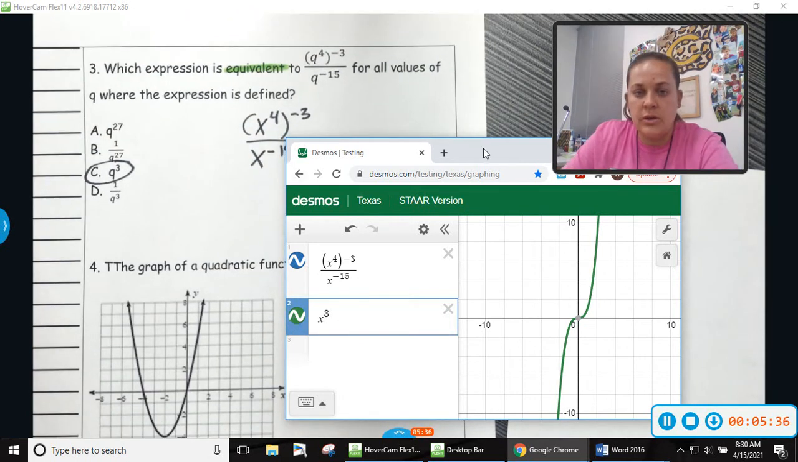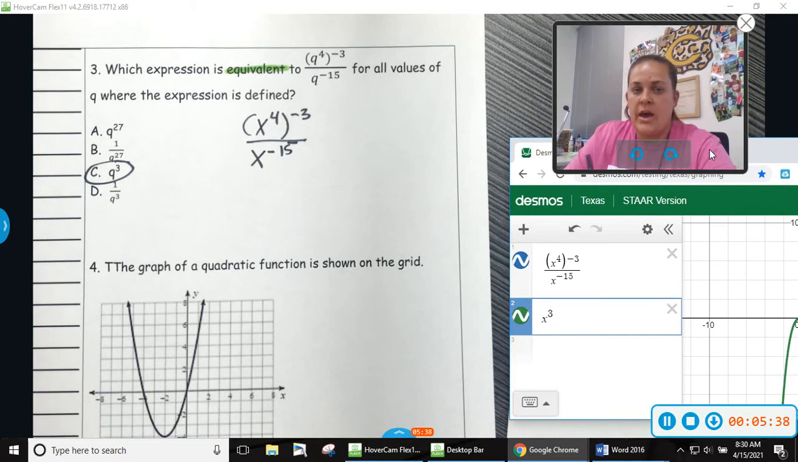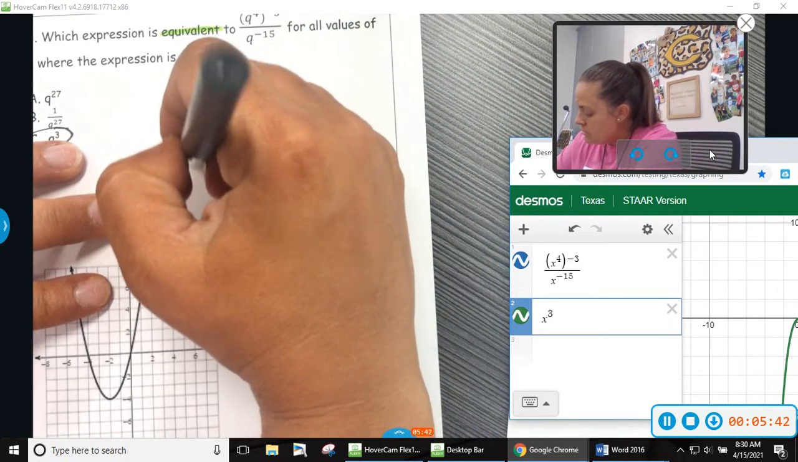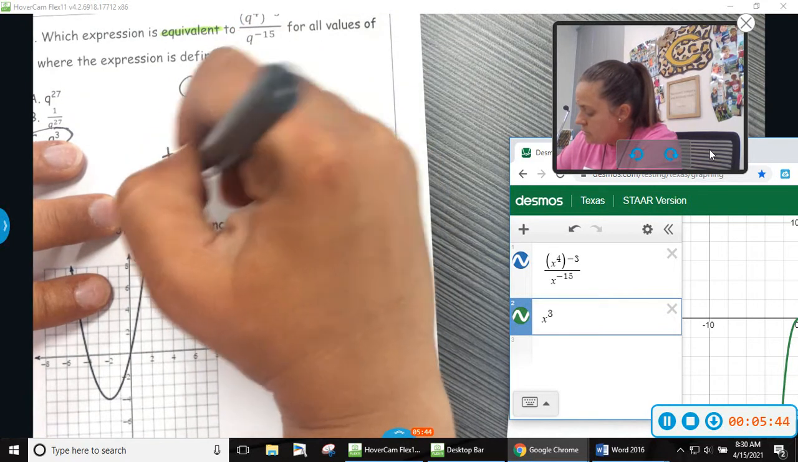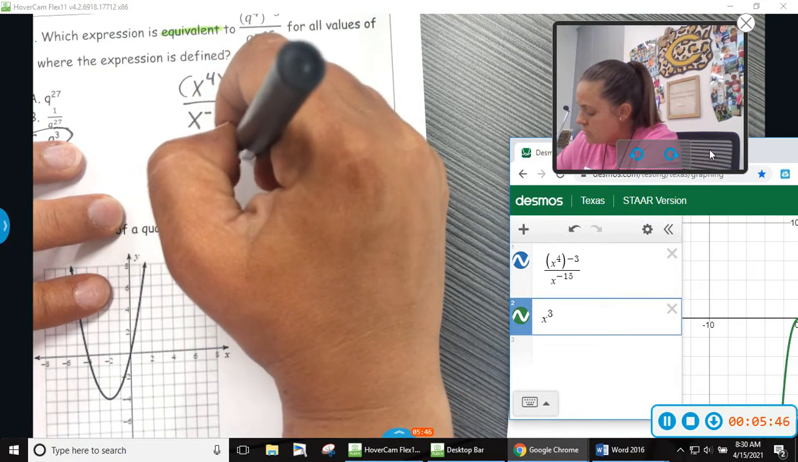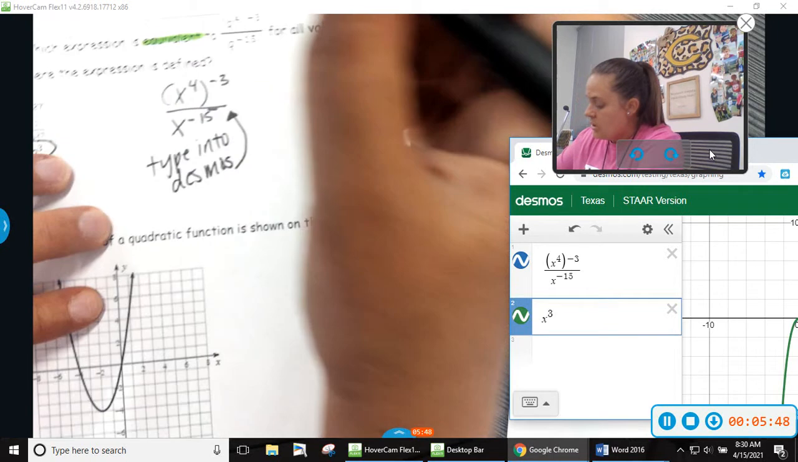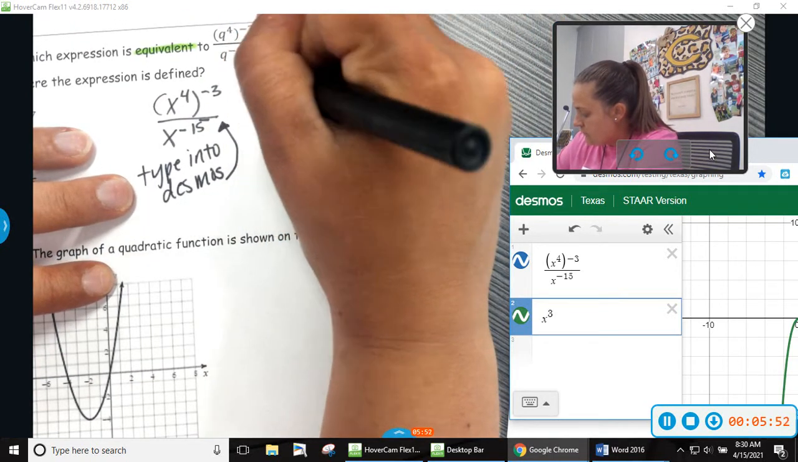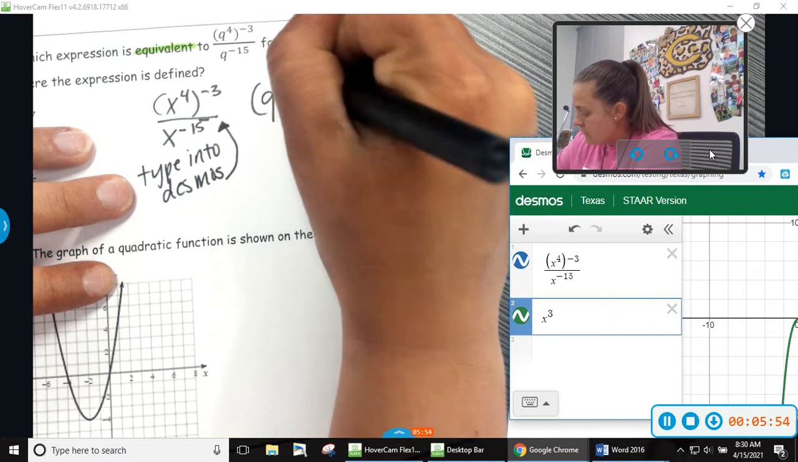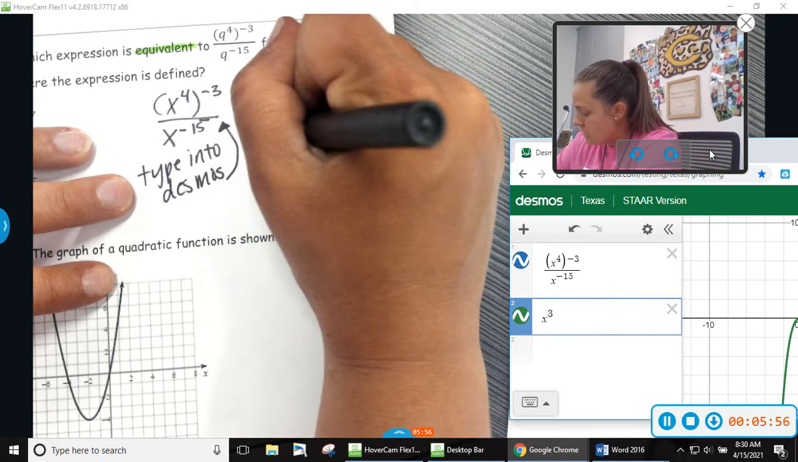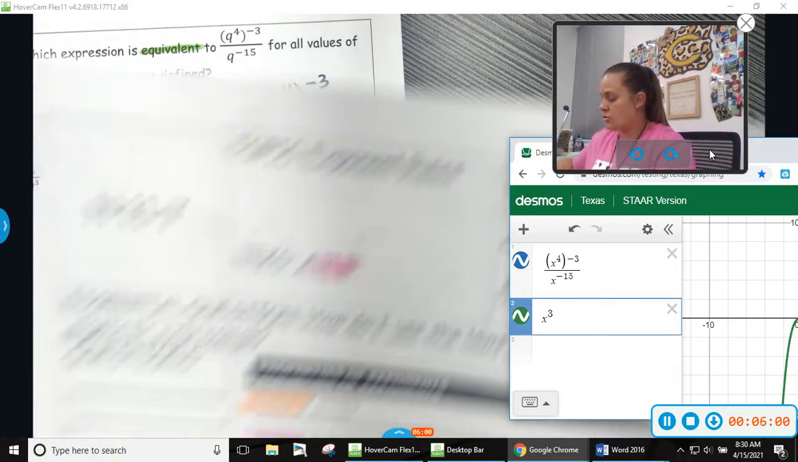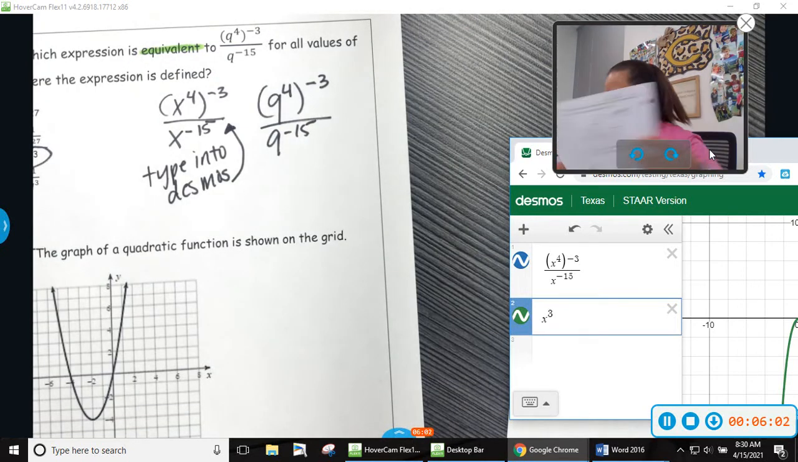Now, the second way of doing it is actually going through your rules. So type into Desmos. Okay, so the second way is, let me bring this down, q to the 4th to the -3 over q to the -15. Okay, so remember our exponent rules chart. Yeah, we can use this one.